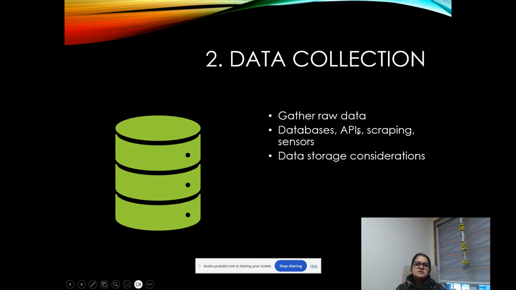You don't need to be an expert in all of them. Actually, these are just tools. If you are an expert in one database like SQL or NoSQL, that is fine. For APIs, you should have at least basic knowledge. It's important. Scraping is always recommended, because scraping has a big hand in data collection.